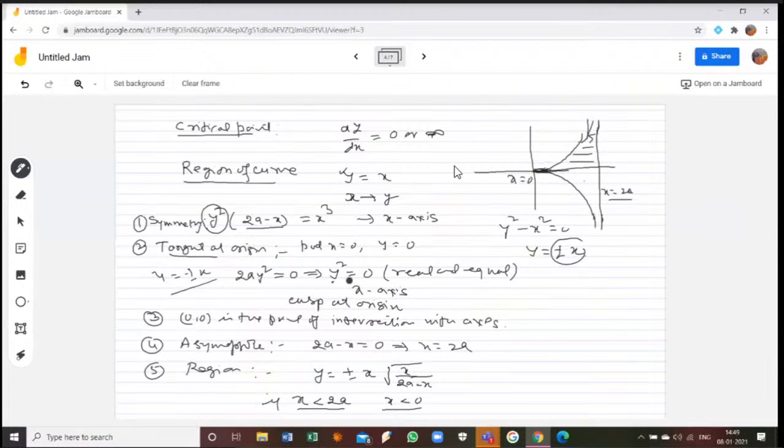How many branches will be there? This will depend on this power. So if y square is there, it means that 2 branches are there at the origin. Okay, y cube is there, it means that there will be 3 branches there. So depending on the power of this y or x, you can say that at the origin, this will be the tangent common, but there will be 2, 3, 4 branches at the origin.